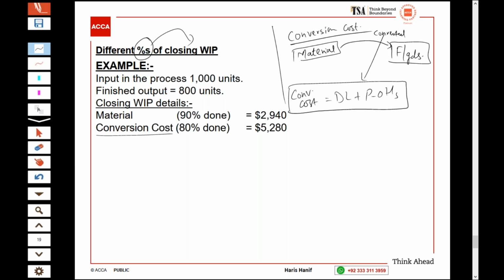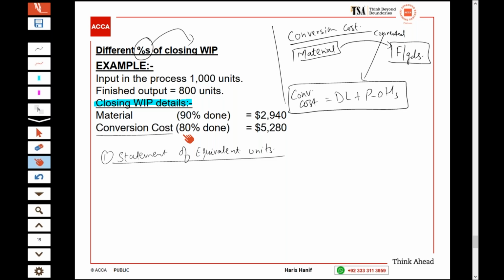Sorry, the answer will be split into two slides. First of all, number one, we need to prepare the statement of equivalent units. See what is written here. Input in the process 1000 units, finished goods 800. Closing WIP, with respect to the material is 90% done, and conversion cost is 80% done.